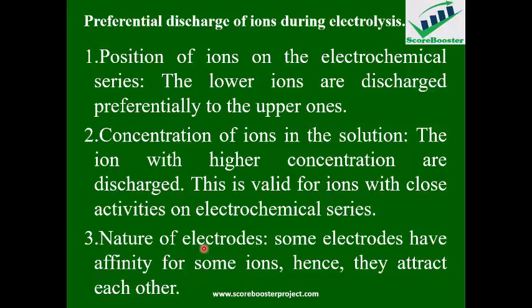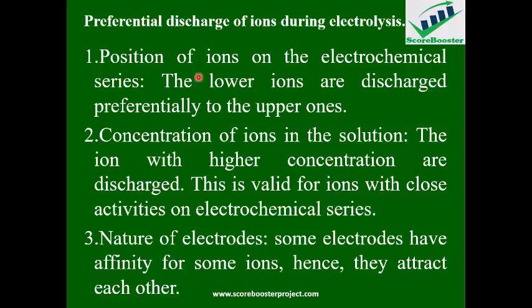although this is just for ions that are close in the electrochemical series. So these are the points according to how important they are. Position of ions in the electrochemical series is the first point to consider if we want to know what elements are discharged. Then the concentration, then the nature of the electrode.